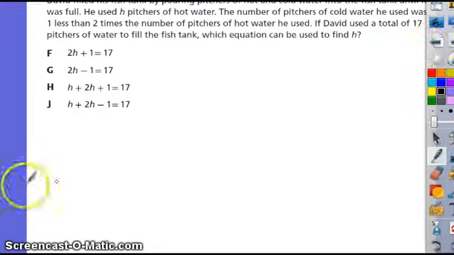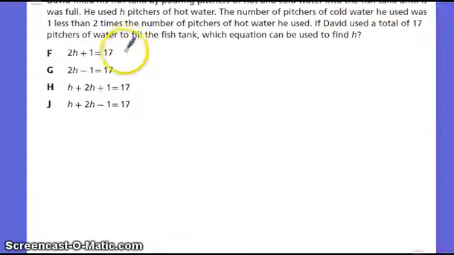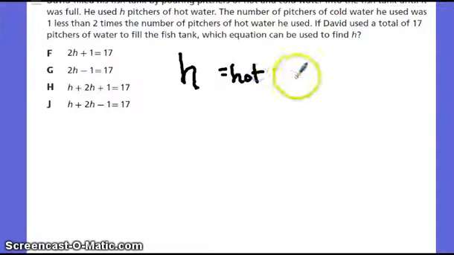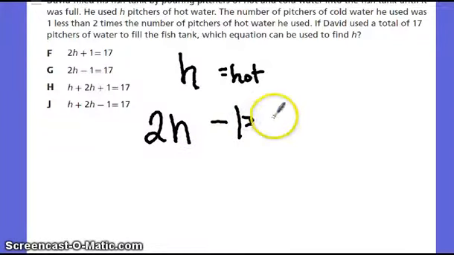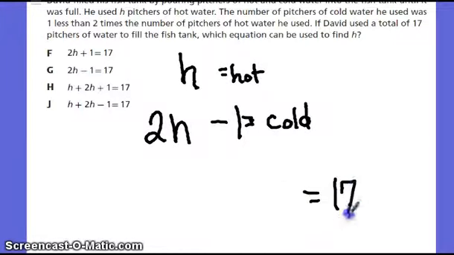See if we can get one more in less than 60 seconds. David filled his fish tank by pouring pitchers of hot and cold water into the fish tank until it was full. He used 8 pitchers of hot water. The number of pitchers of cold water he used was one less than 2 times the number of hot pitchers that he used. So this is the cold. If he used a total of 17 to fill the tank, which equation would he use to find it?